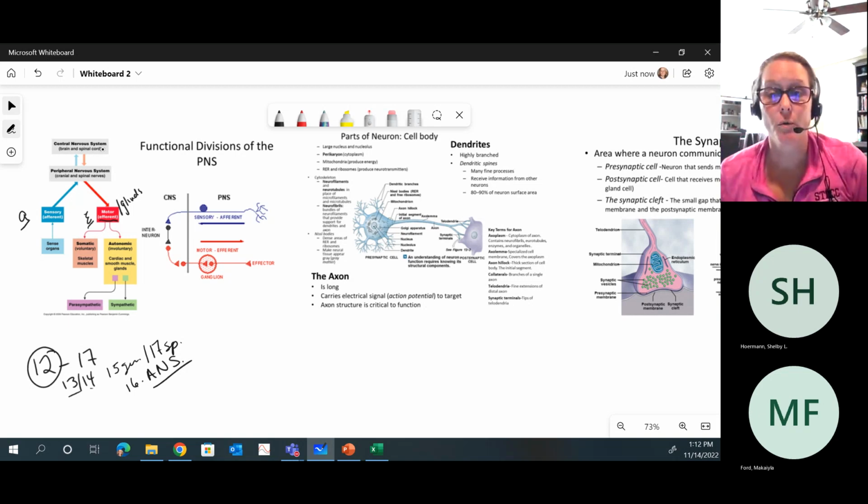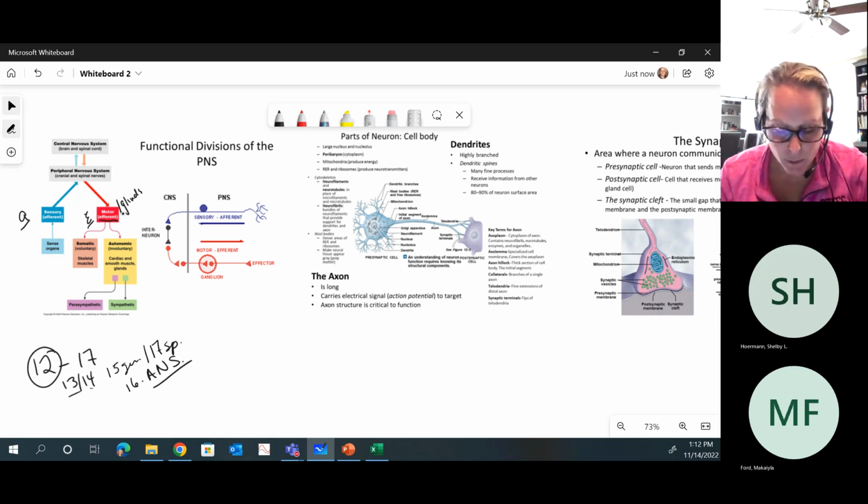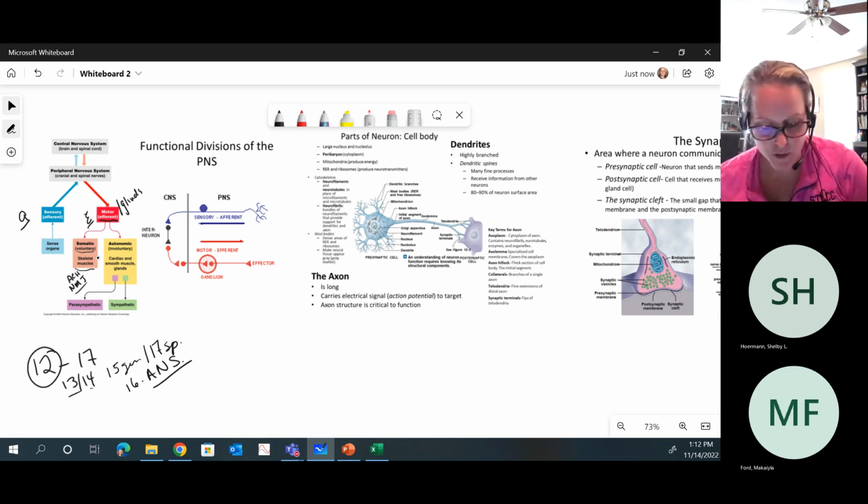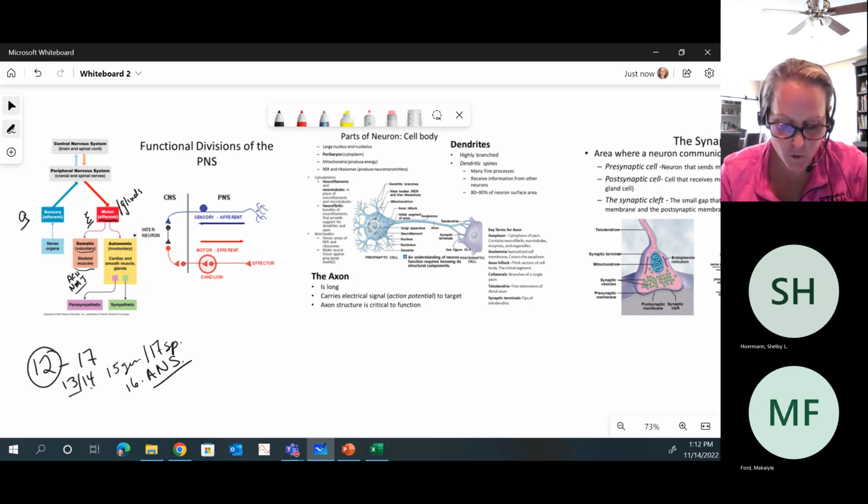All right. And so things that are carrying information out, we will call them motor if they're going to skeletal muscle under voluntary control. So these are those neurons releasing acetylcholine at your neuromuscular junction. They are part of the somatic motor system. All right. If they're going to the heart, smooth muscle, glands like your sweat glands or your salivary glands, all right, then they are going to be part of the autonomic nervous system.